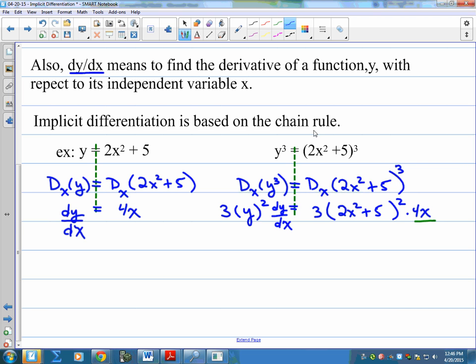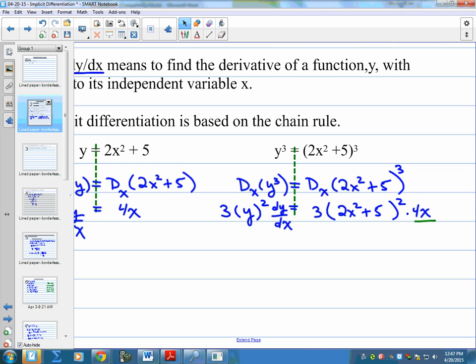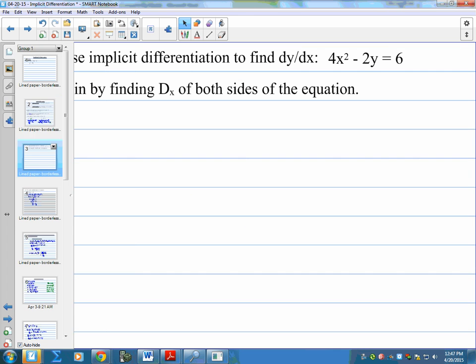Now, typically, I wouldn't write the parentheses around the y because you don't need them. But 3y squared dy/dx and 3 times (2x plus 5) squared times 4x are exactly the same structure in the way I've written them. It's just that on the left side, I'm pretending I don't know what y really equals. So let's look at an actual example to make this more realistic.